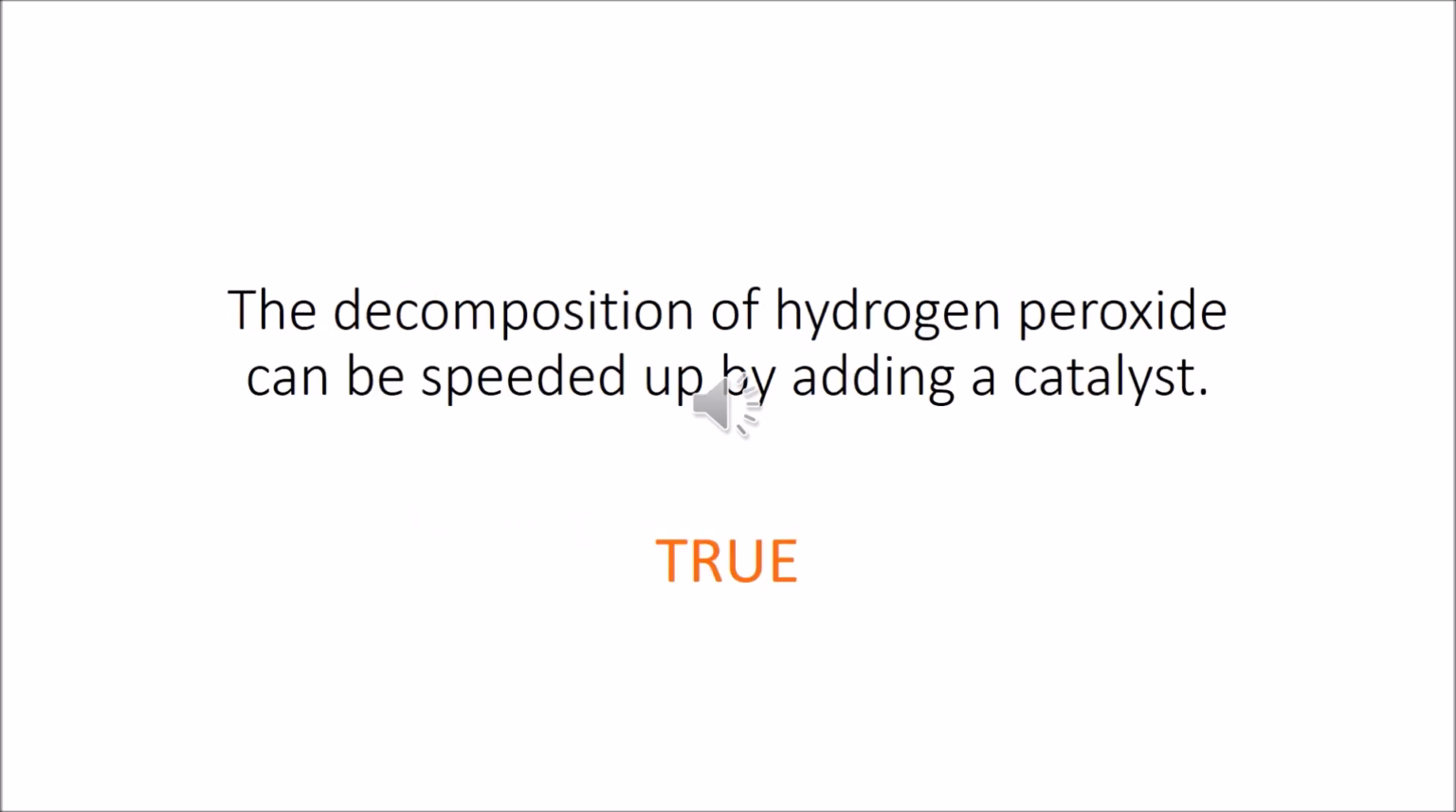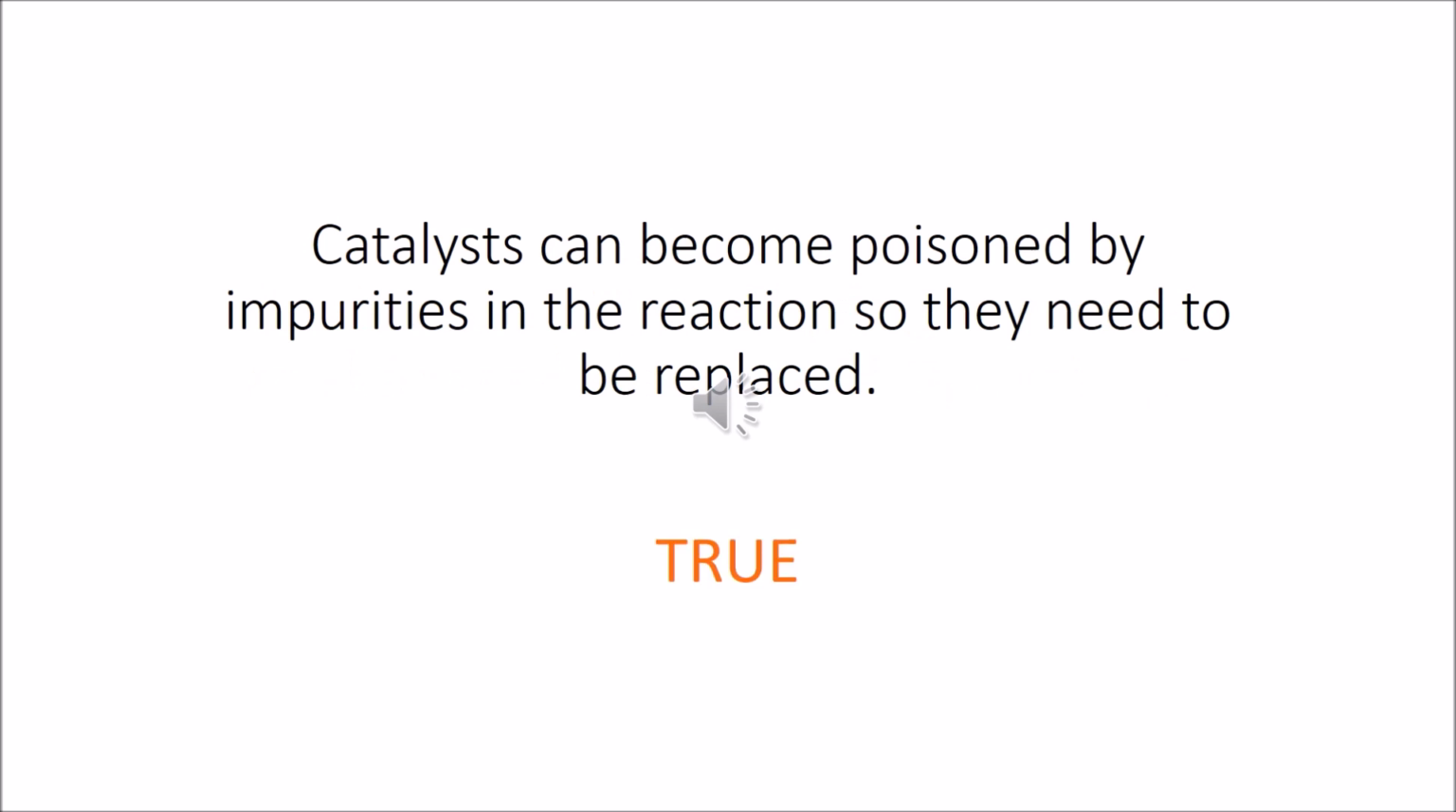Quiz number 3, the decomposition of hydrogen peroxide can be speeded up by adding a catalyst. Is it true or false? The answer is true. Catalysts can become poisoned by impurities in the reaction, so they need to be replaced. Is it true or false? The answer is true.